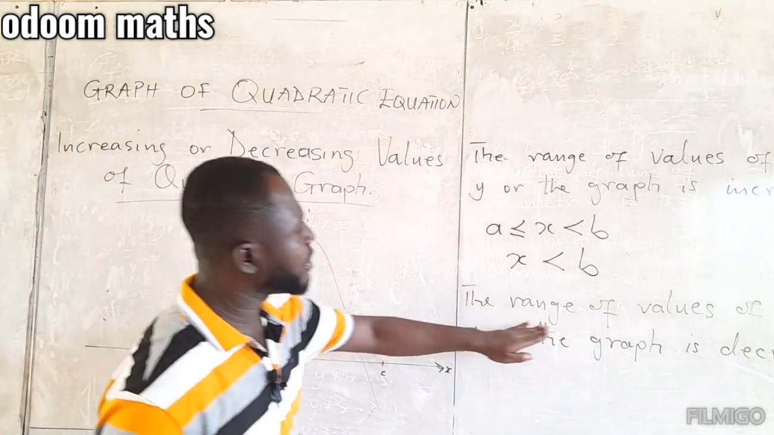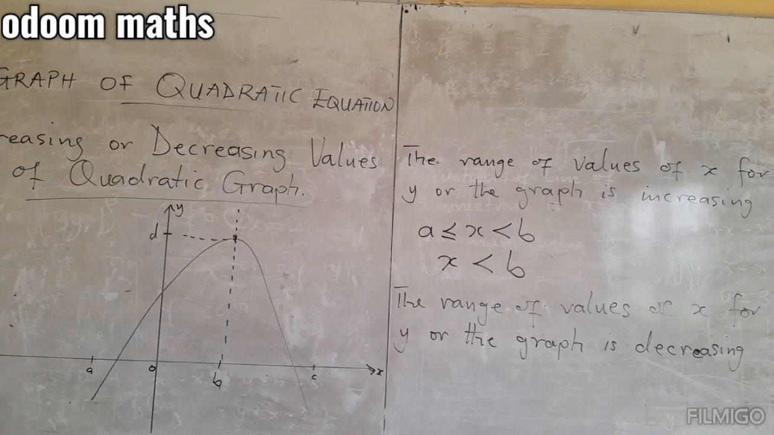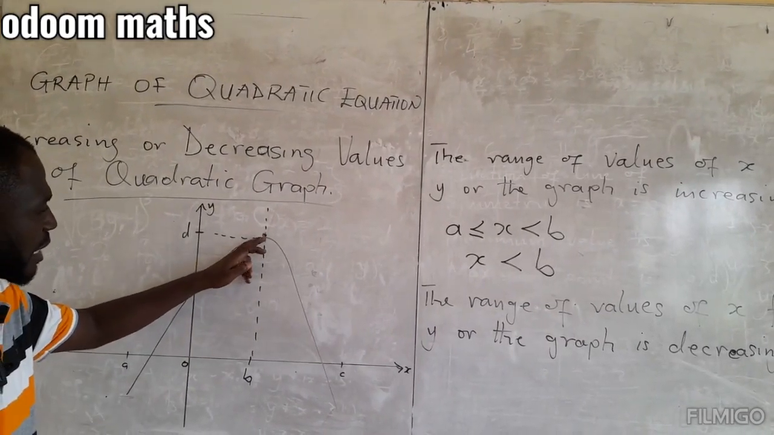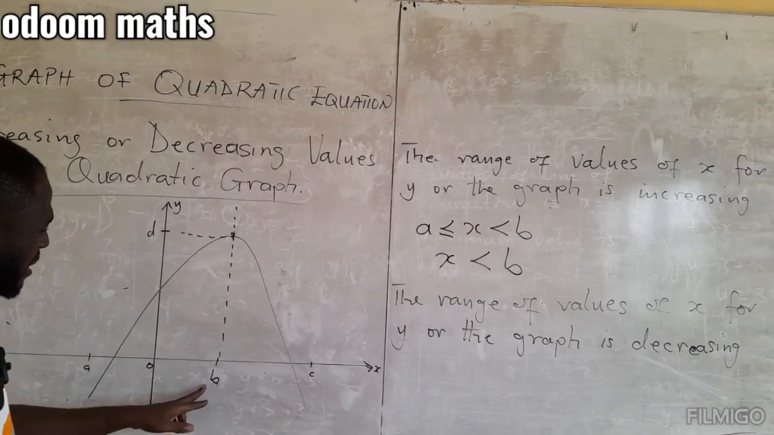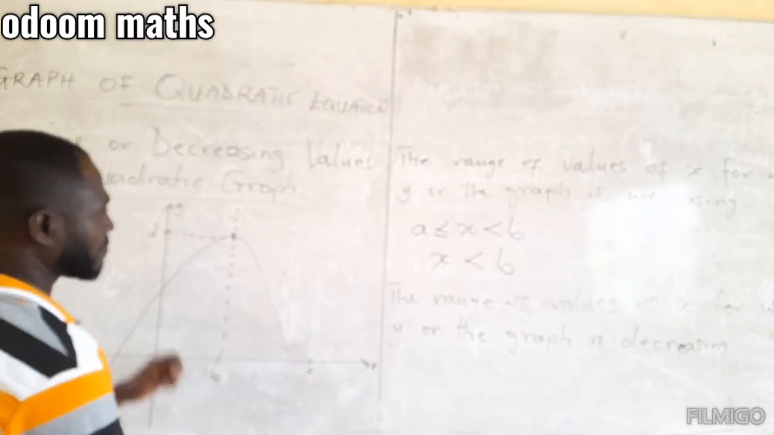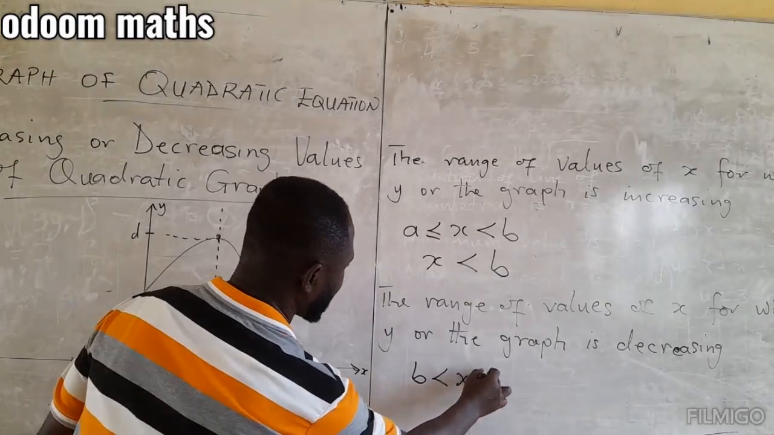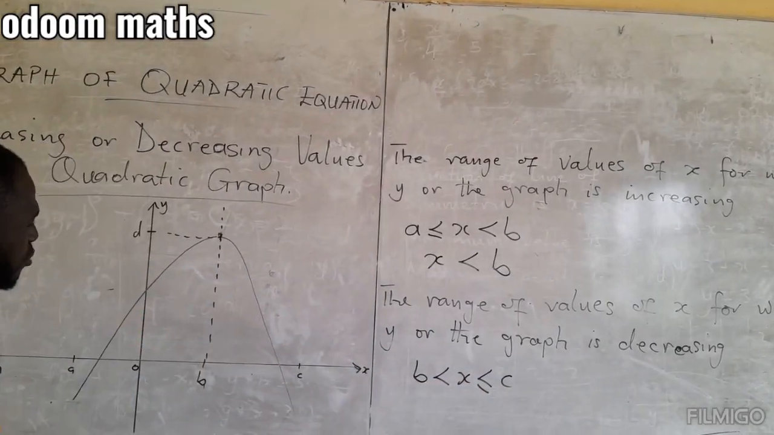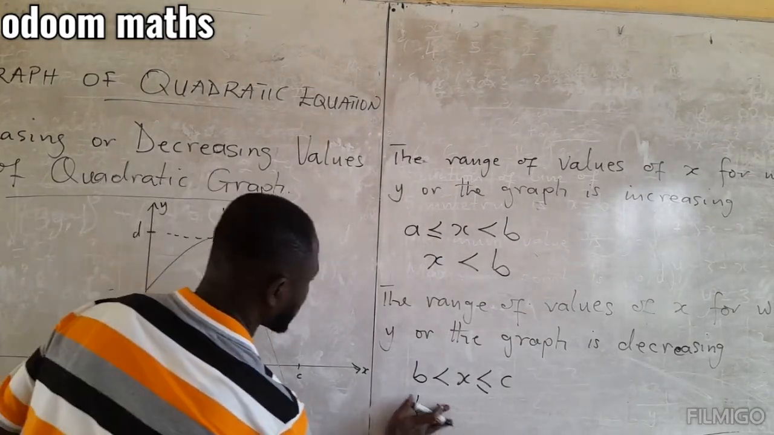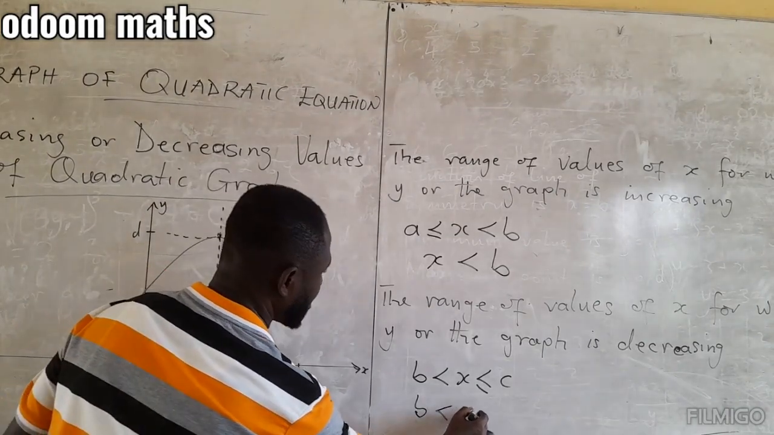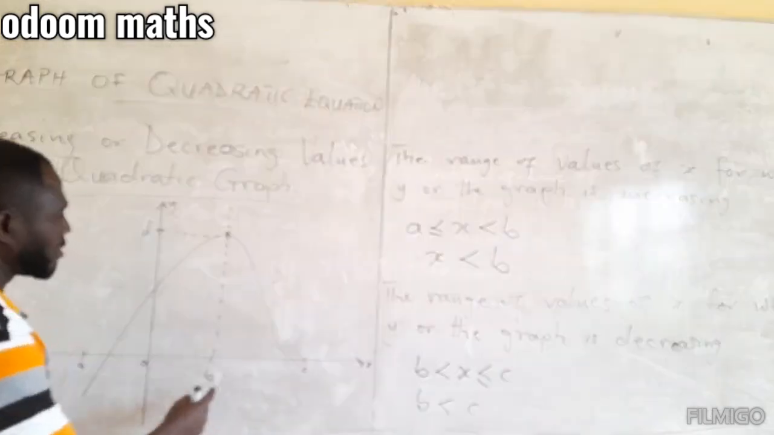Then let's look at the range of values of x for which the graph, or y, is decreasing. So for decreasing, we start from this point, then we come down. So we say that from b exclusive to c inclusive. So that is going to be b less than x less than or equal to c. You can also rewrite this as x is greater than b, because these values here before c are all less than c. So that is that.